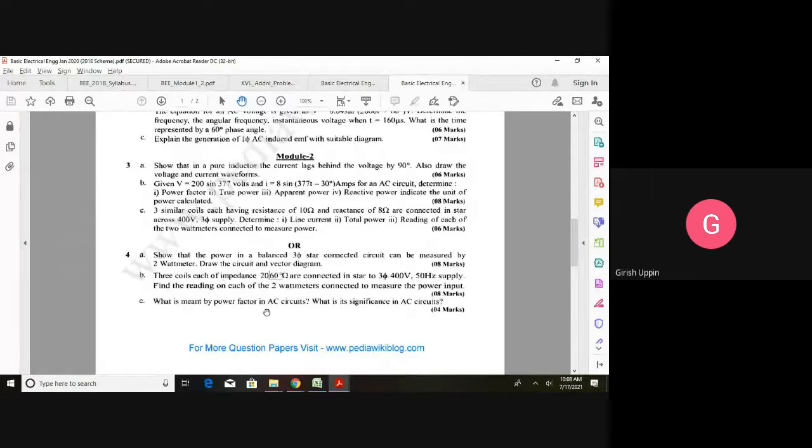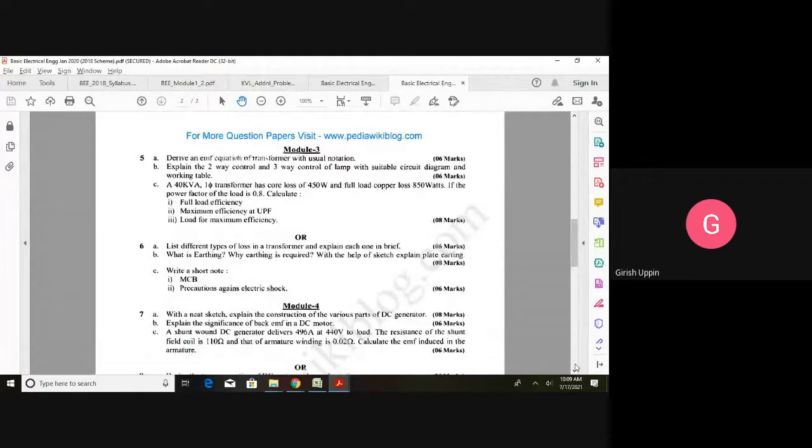What is meant by power factor in the AC circuit and what is its significance? Derive EMF equation of a transformer. Okay, that is for 6 marks. And we have explain two-way control and three-way control with a suitable circuit diagram. In this case, it is only for 6 marks. Please make sure that you don't write too much theory here. Don't write in detail. Just draw the correct circuit diagram for these two, the truth table and a little bit of explanation, because it is only for 6 marks. You have to answer according to how many marks they have allotted.